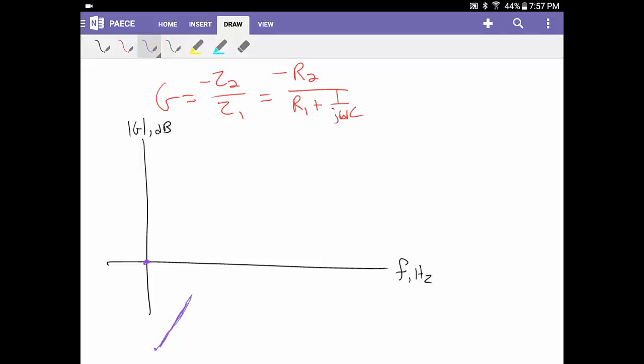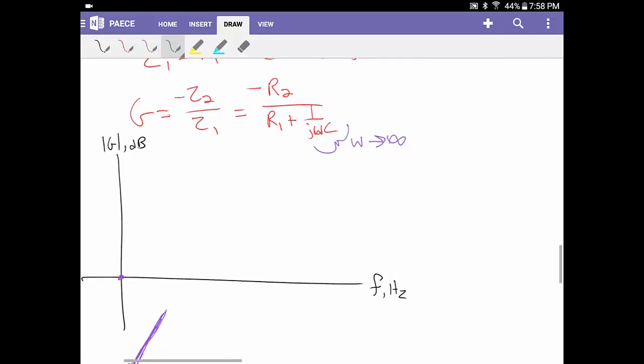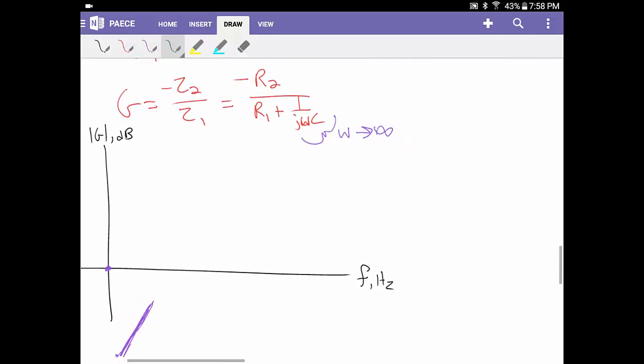So again, look at what happens as we start increasing the omega more and more. As omega goes towards infinity, this term goes to 0. You end up with 1 over something growing extremely large, which is equal to 0. It's basically going to disappear. So in the case where omega tends to infinity, G ends up going to minus R2 all over R1 plus something that goes to 0, which is equal to minus R2 over R1.